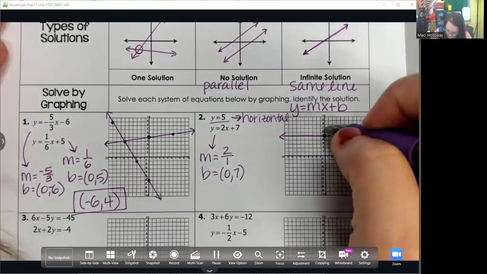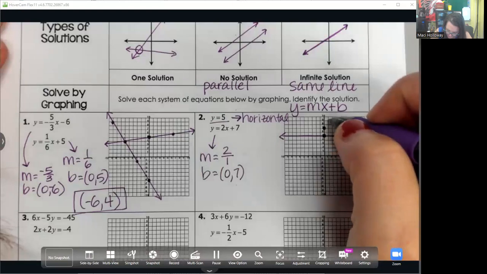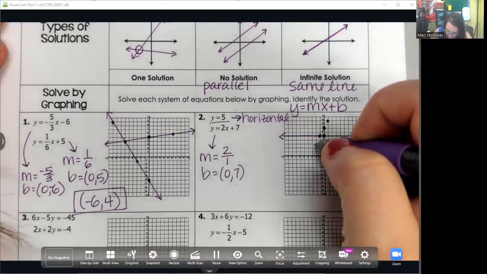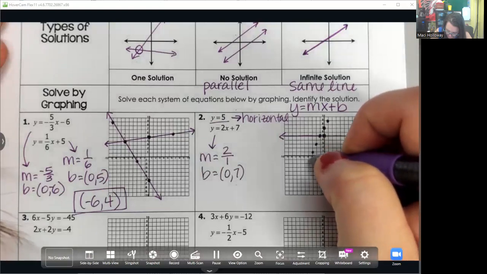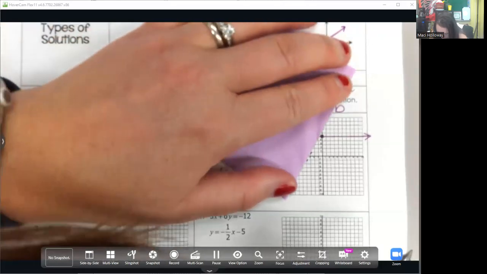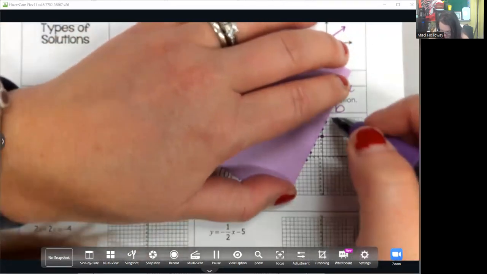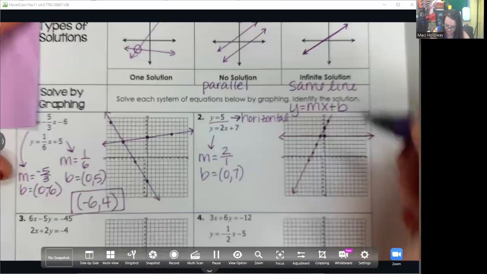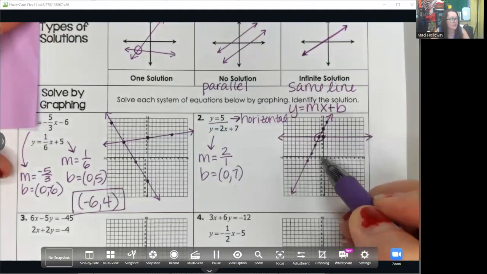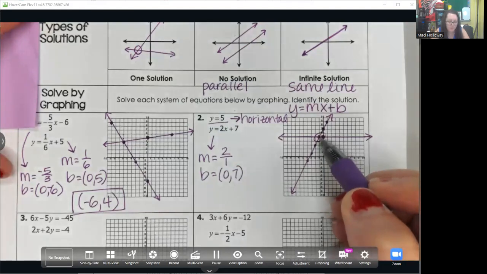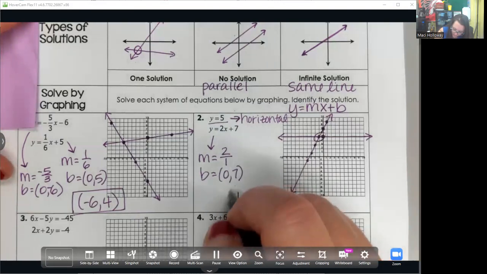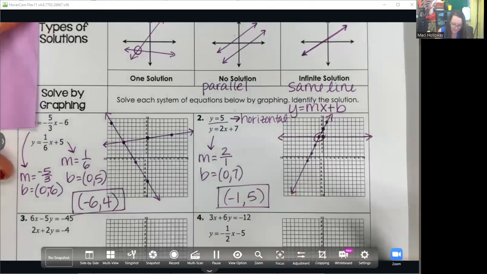So I'm going to find (0, 7). And then I'm going to rise 2, run 1. And I'm going to go down and back 1, down and back 1, until I get enough points to draw a line. Down 2, back 1. Sorry, not down 1. And it looks like I have one solution. Again, that's my solution there. And this solution is x first, then y. So it's (-1, 5). And it's a point, (-1, 5) is my solution.